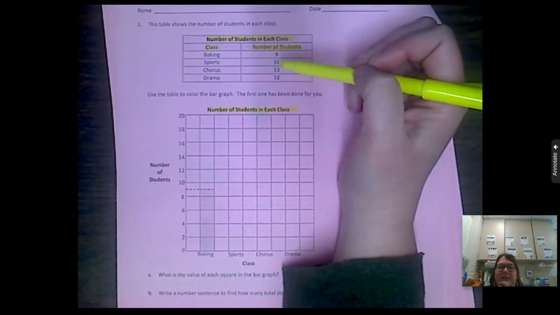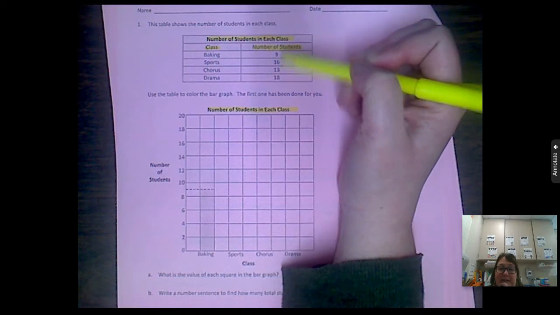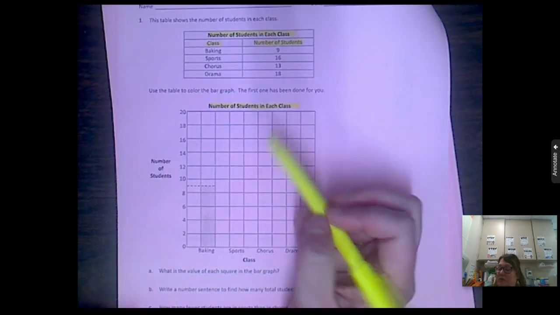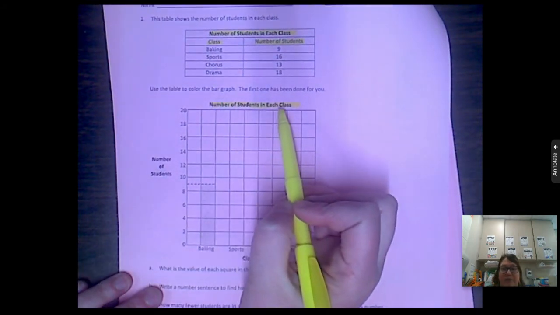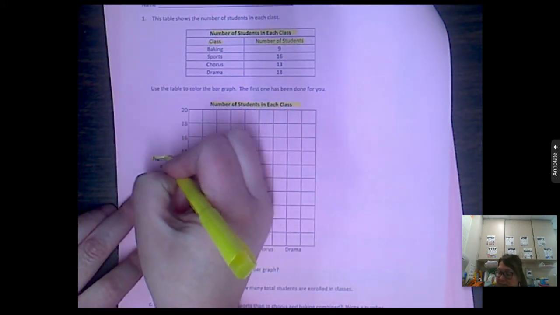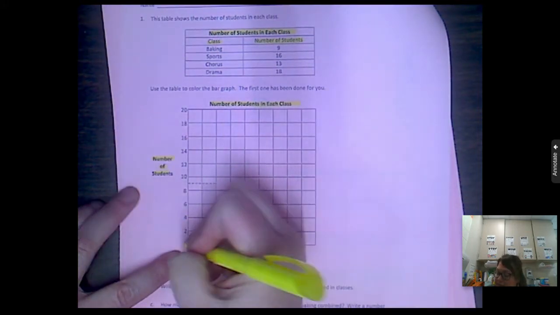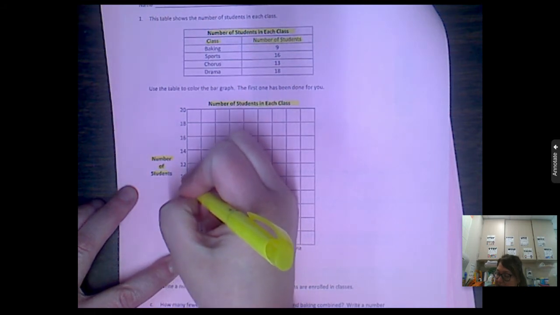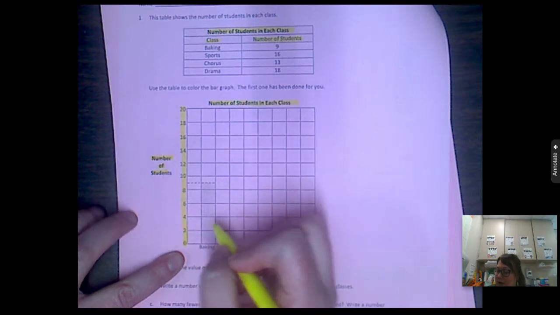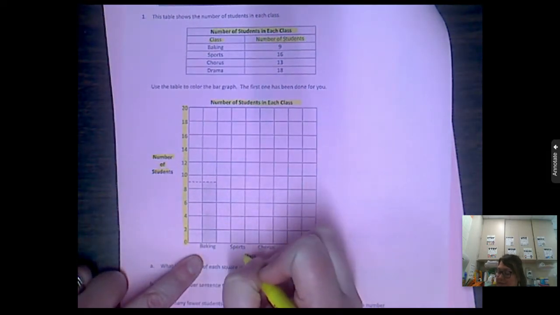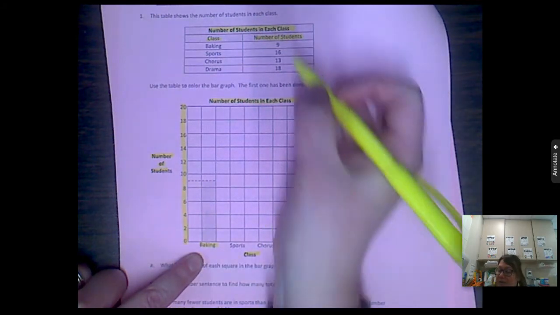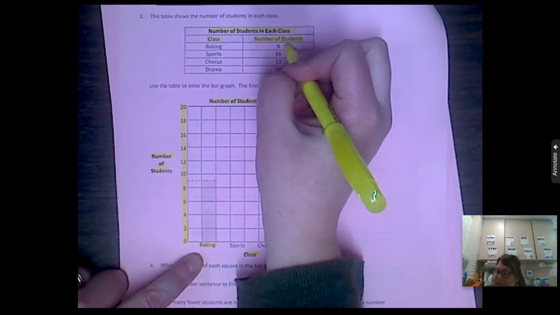So basically, your next job here is to take these numbers right here, and we're going to bring them down and fill in our bar graph. Again, we have the title here, which is the number of students in each class. On this side, we have the number of students. This is like our key or our scale right here, which tells us how many students. When we create our bars, these are our classes down below. They already did baking for us, and we know here that baking has 9 students.